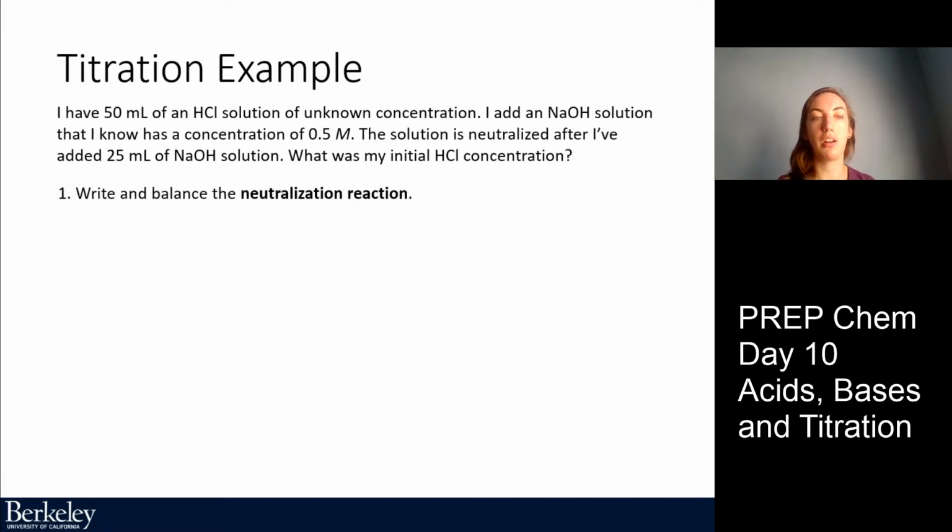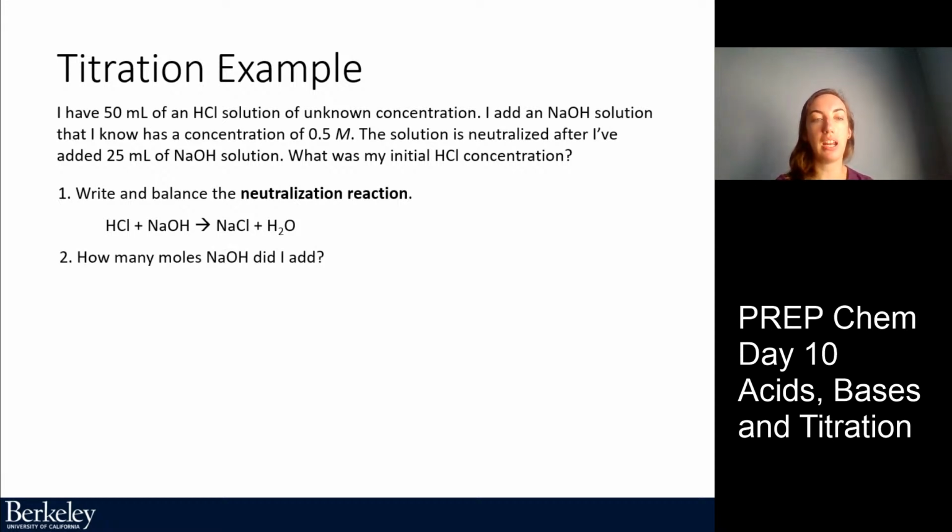My first step will always be to write and balance the neutralization reaction. I can't know anything about the stoichiometric point without knowing the stoichiometric coefficients of my neutralization reaction. In this case, my neutralization reaction is pretty simple. I have HCl plus NaOH, and it's going to go to NaCl, so that's the salt, plus water. This is already balanced. There's one Na, one Cl, 2 hydrogens, and 1 oxygen on each side. So all of my stoichiometric coefficients are 1. But I have to check that every time.